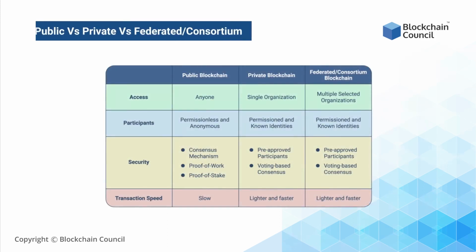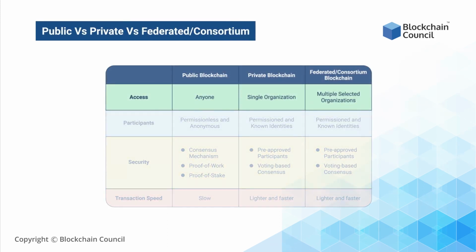Let's summarize. If we talk about access, in a public blockchain, anyone can access the network and participate in reading, writing, and auditing the blockchain, whereas in a private blockchain, only a single person can access the network and participate in reading, writing, and auditing the blockchain. If we talk about the federated or consortium blockchain, more than one central in charge will provide access to pre-selected nodes to read, write, and audit the blockchain.